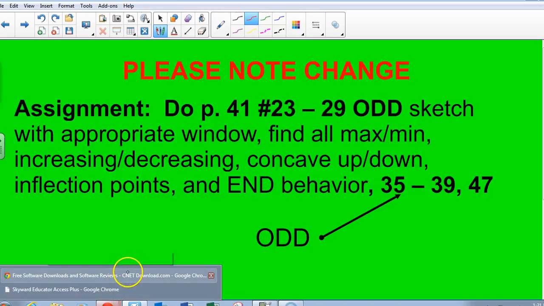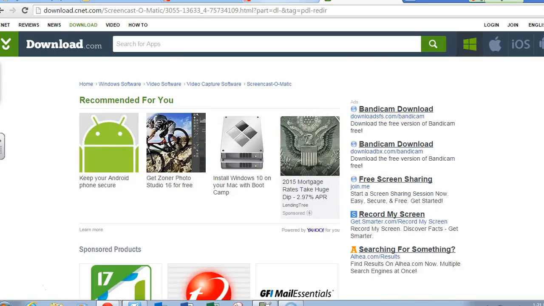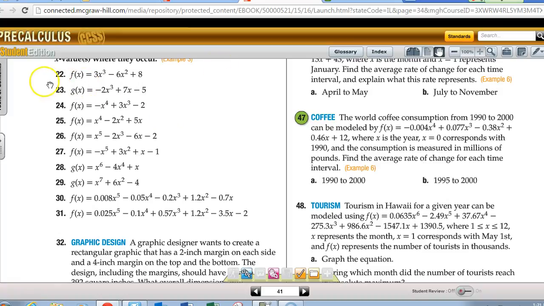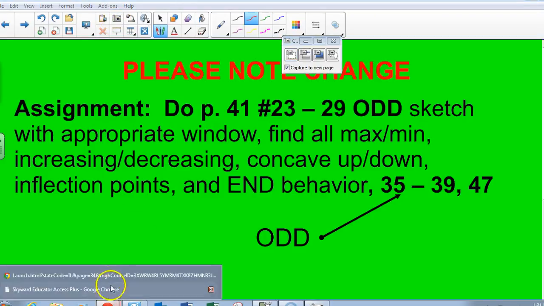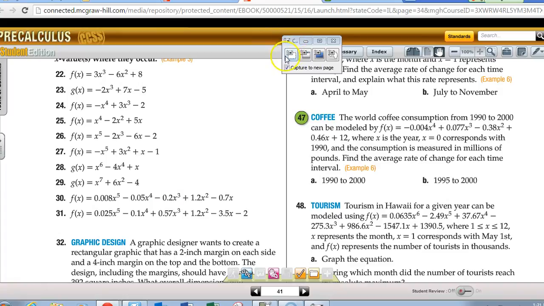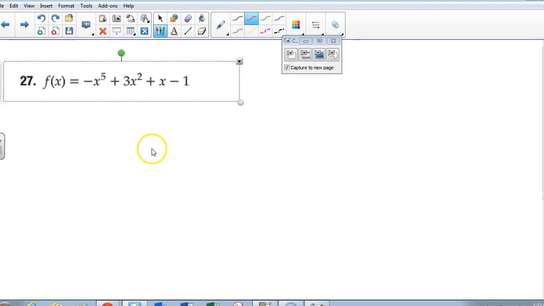That's a good problem. I like that. Okay, 23 through 29. 29. Should I do 27? I haven't done 27 yet today. I'll pick 27. I don't care. There's 27. I'm just picking one. I haven't done that one yet today.